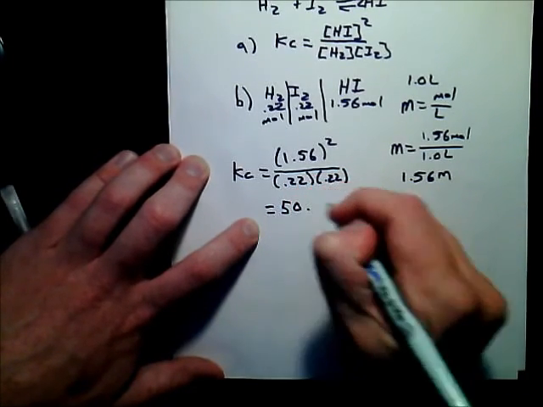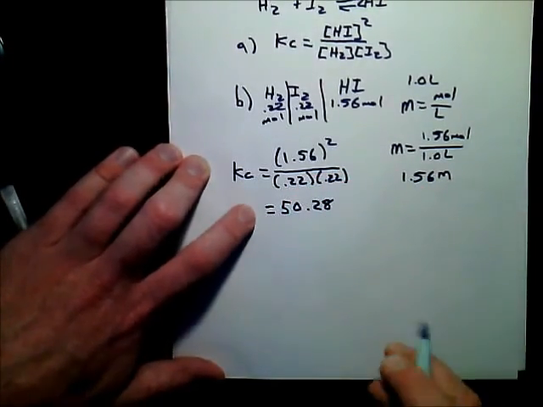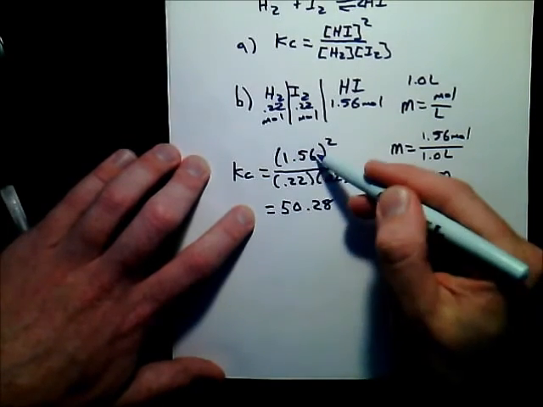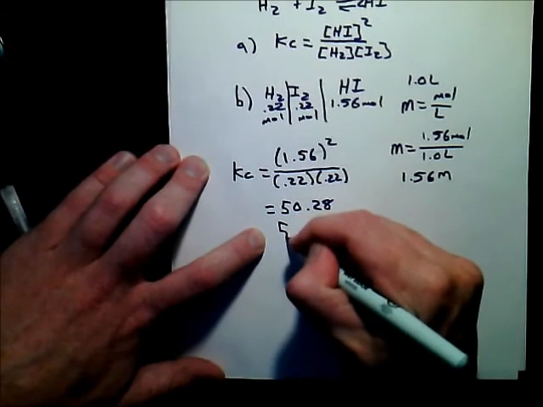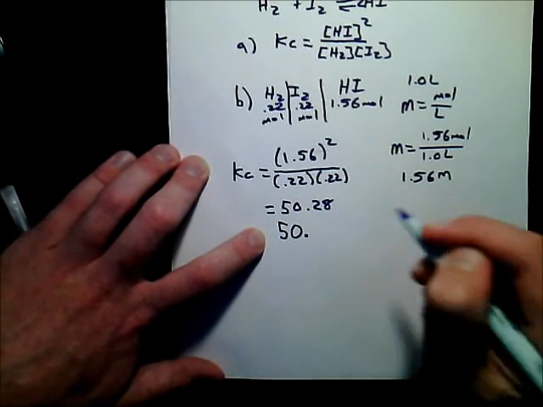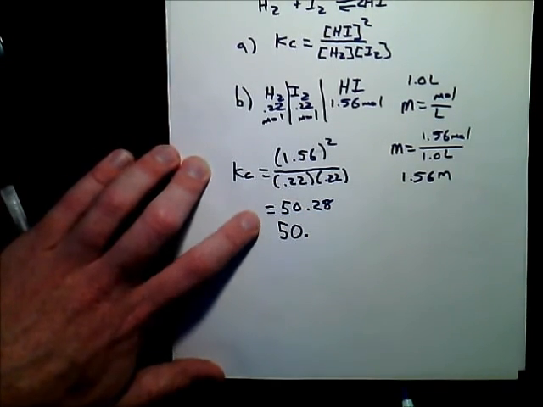Now let's talk about a couple of things. Let's talk about significant figures. 3 significant figures, 2, 2. This answer should probably have 2 significant figures. The only way to write that really would be like that, 50 with a decimal.